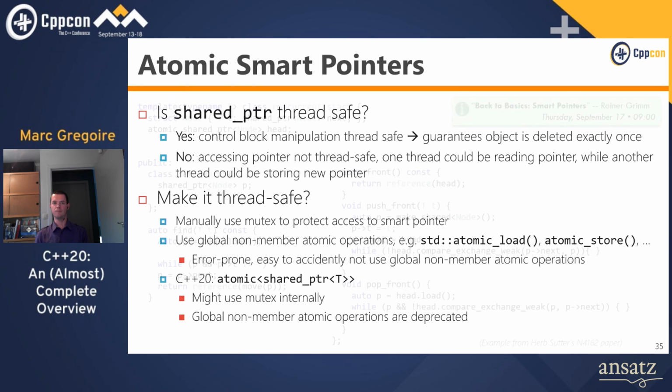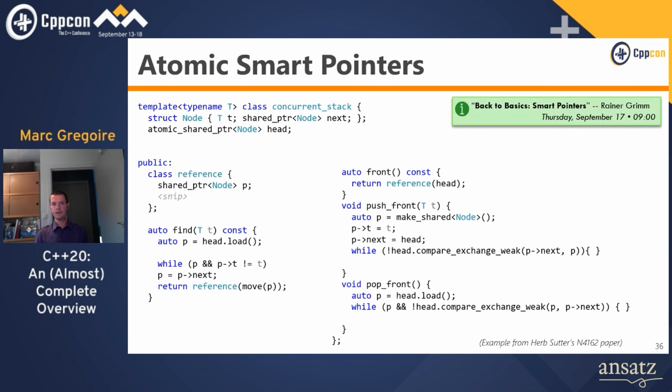So let's look at an example. Here I have a concurrent stack using the C++20 atomic smart pointers. So one of the members is an atomic shared_ptr. And wherever I'm using this, for example here, I have to do something like head.load or head.compare_exchange_weak and so on. So I cannot make any mistakes. I have to use methods of my atomic shared pointer whenever I want to do something with that shared pointer.